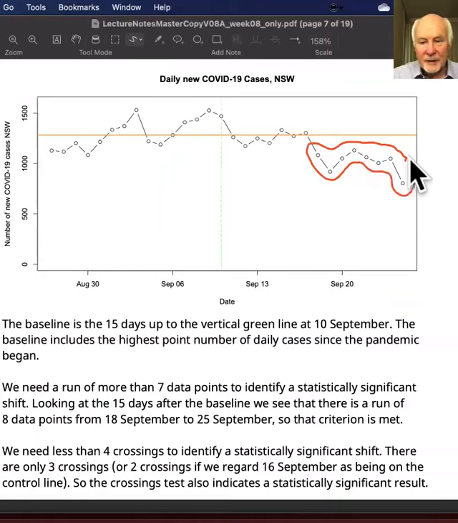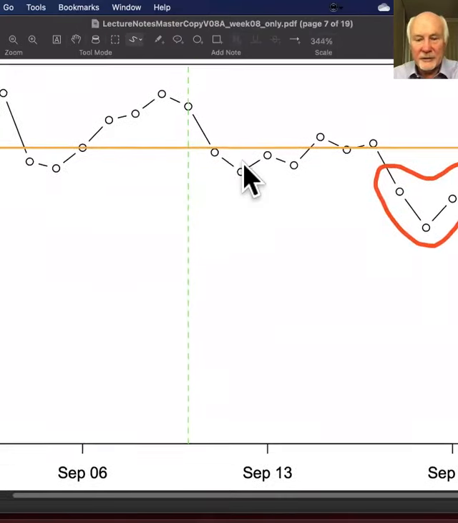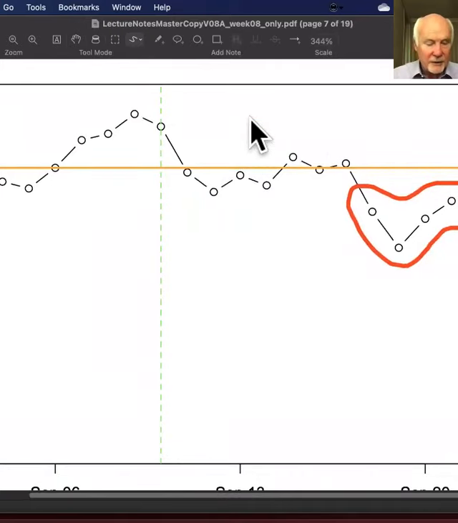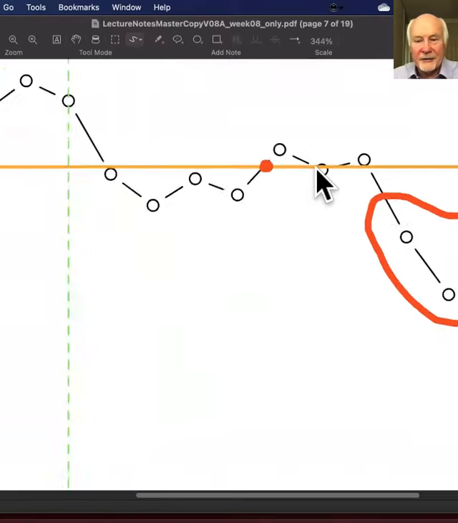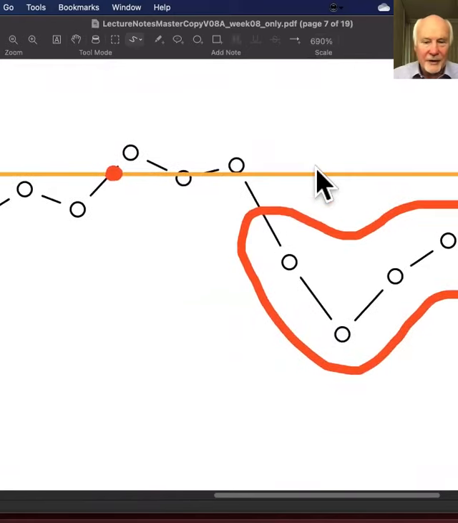meets the test. And if we look at the crossings, we need less than 4 crossings. Let me zoom. The crossings are a bit interesting in this one, so let's have a look at them. Okay, so we don't count that first one because that's coming off the baseline. So we've got a run there of 1, 2, 3, 4. Then we have a crossing. And the reason I'm saying this is interesting is just that we've got a data point there which is just barely below the control line.